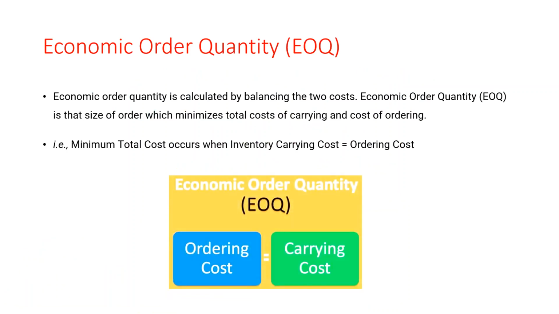Economic order quantity is calculated by balancing two costs: the ordering cost and the carrying cost. Economic order quantity is the size of order which minimizes the total cost of carrying and cost of ordering. The minimum total cost occurs when the inventory carrying cost is equal to the ordering cost.